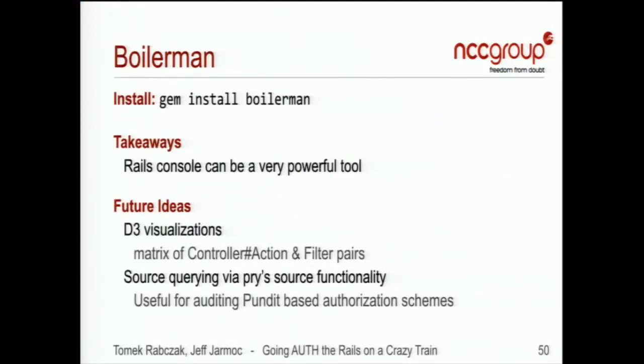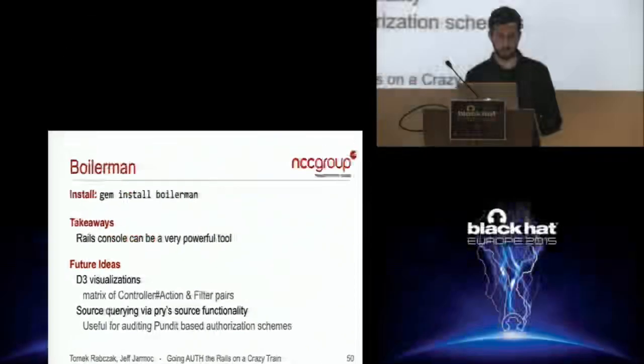Again, the takeaways: Rails console is super powerful. Always ask for it if you can during Rails assessments. For feature ideas for the app, adding some D3 visualizations, source querying. So when we looked at Pundit and CanCan, just being able to say, give me all of the controller actions that don't call authorize. So that should be coming up pretty soon, hopefully.